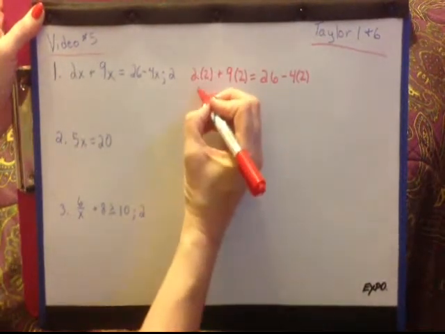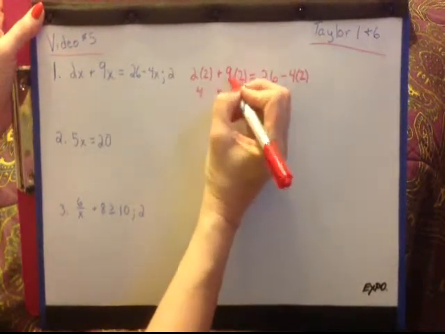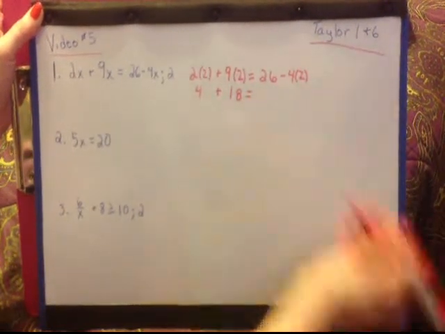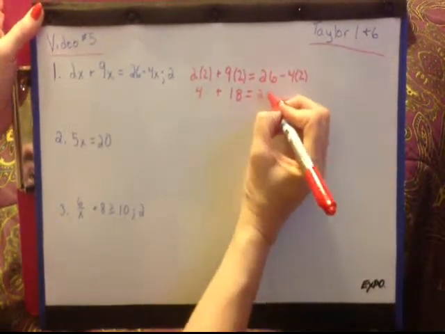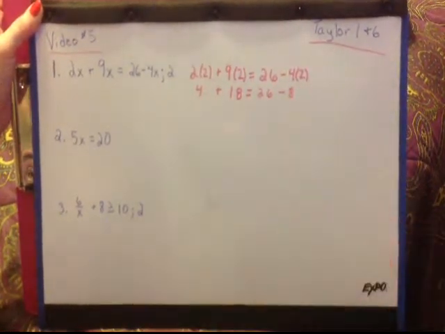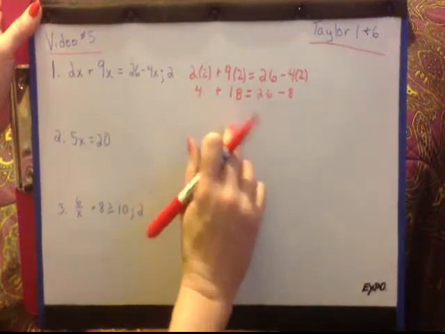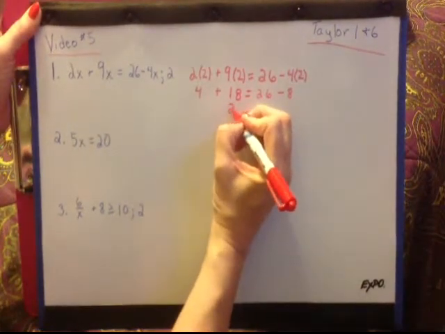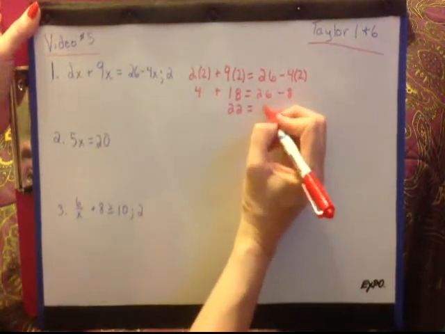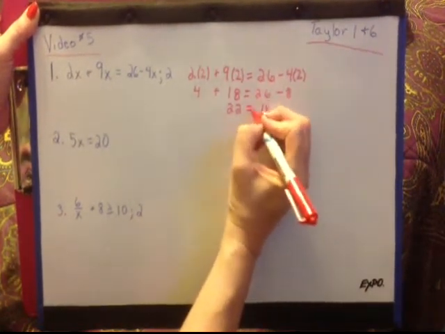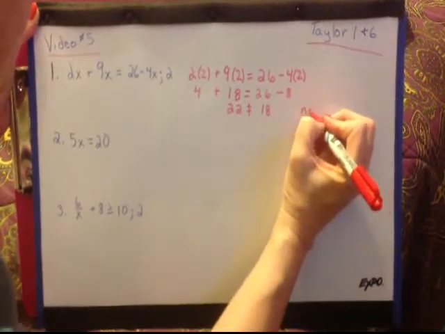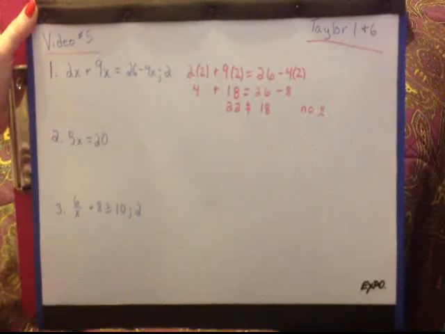2 times 2 is 4, plus 9 times 2 is 18, equals 26 minus 4 times 2 is 8. So 4 plus 18 is 22. 26 minus 8 is 18. 22 is not equal to 18, so the answer for this one is no, it's not the same.